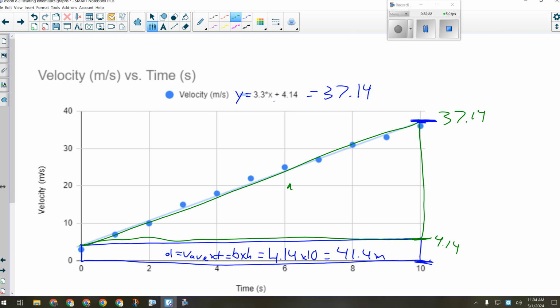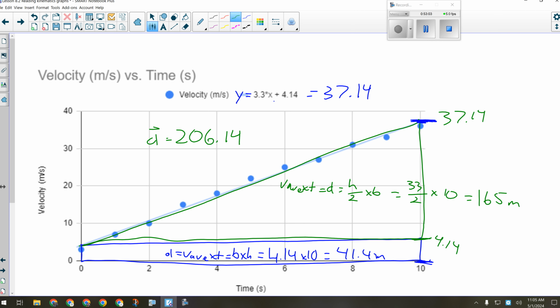Average velocity times time equals distance. That's going to be the height over 2 times the base. So 33 over 2 times 10. 16.5, 165. So the triangle's 165 meters. The rectangle underneath is 41.4 meters. Add those together, total displacement's 206.14.